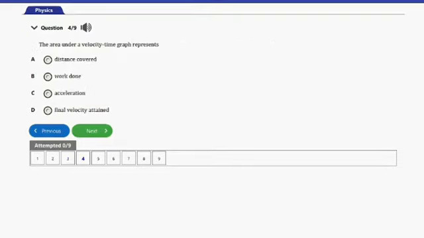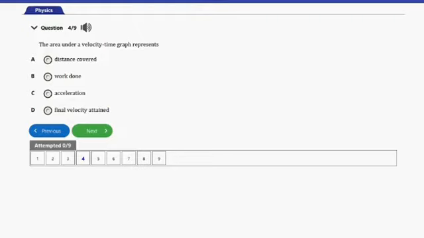So the next question here is question number 4. It says the area under a velocity time graph represents A, distance covered, B, work done, C, acceleration, and D, final velocity attained. So guys, the area under a graph is multiplying the y-axis by the x-axis.